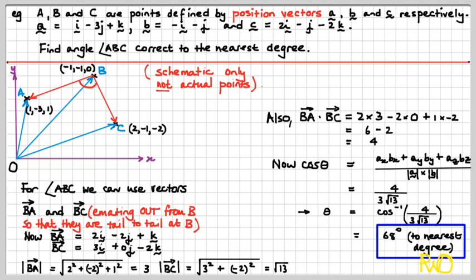Good? Yeah, and if it came out to be a negative answer, then you just get an angle in quadrant 2 between 90 and 180. But, you know, it's as easy as that. So how do you like that, guys?